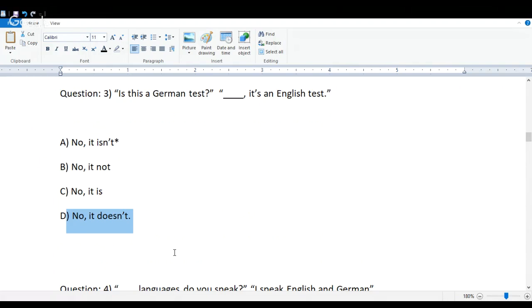Right. Well, I suppose it depends on the context because you can say, for example, is this a German test? You know, it is an English test. So it depends on the context and how you ask and the structure. But generally, if we say no, it isn't, no, it doesn't, we're referring to that same object. And in this case, doesn't we use with the present simple? The present simple, yes. For affirmative and negative, we use the auxiliary verb does.